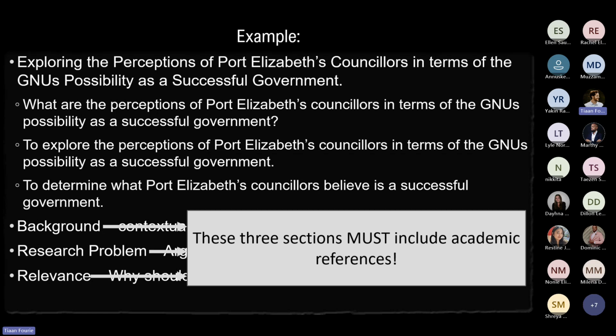In my background, I'm going to contextualize my title. I'm going to contextualize councils. I'm going to contextualize what the Government of National Unity is. I might even link it back to the original GNU, Government of National Unity, right after apartheid. The ANC and the National Party worked together for a few years to assist the ANC, which hadn't been part of government before, so that it could be set up to serve the people of Africa better.